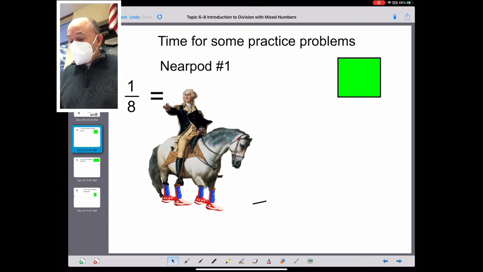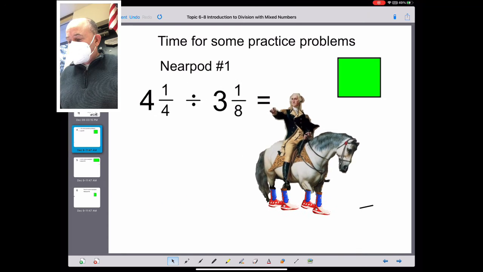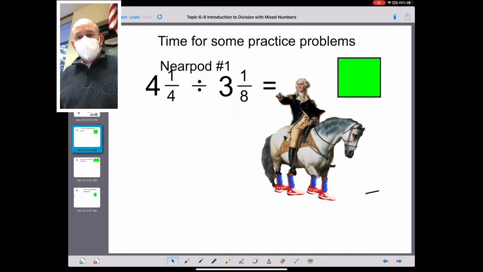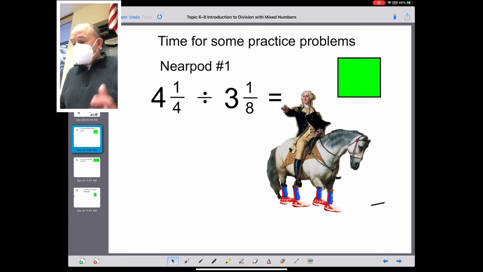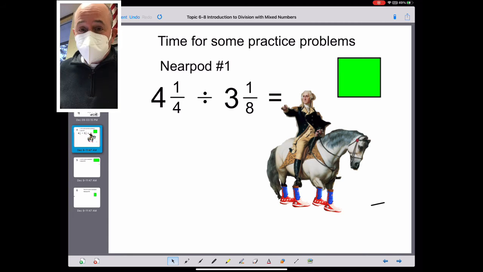Oh, look at that. It's George Washington. Hello, children. Guess what I've got for you today? Man, George Washington was a famous mathematician. Can you believe it? And he's right here in our classroom-ish.